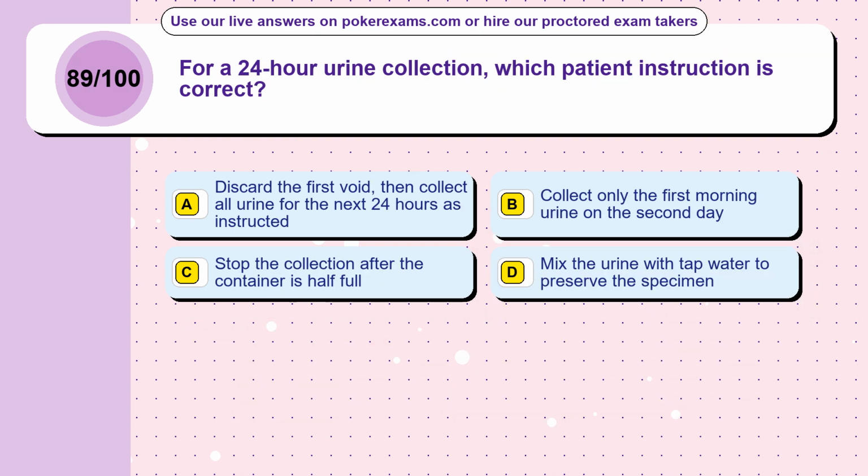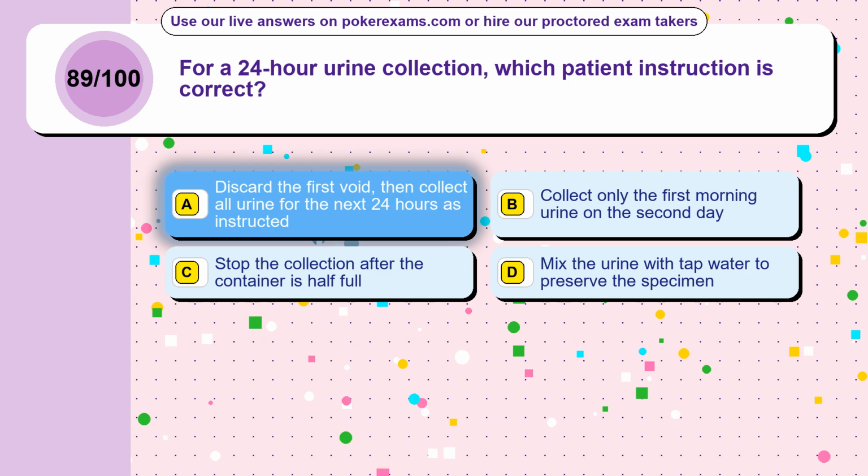Question 89. For a 24-hour urine collection, which patient instruction is correct? Option A. Discard the first void, then collect all urine for the next 24 hours as instructed. Option B. Collect only the first morning urine on the second day. Option C. Stop the collection after the container is half full. Option D. Mix the urine with tap water to preserve the specimen. The correct answer is option A.